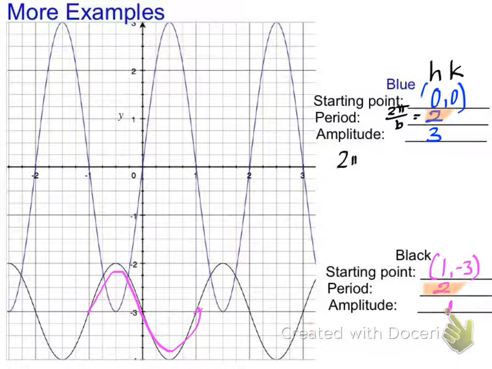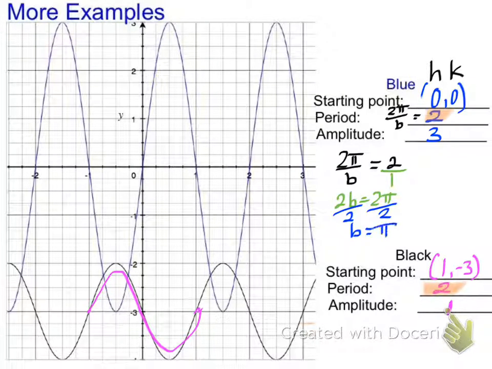What's the b value? Now to solve this, sometimes you're going to have to solve this equation for b. So remember, that's simply solving by cross-multiplying and solving for b. So I cross-multiplied, 2b equals 2 pi, and now I'm going to solve for b by dividing both sides by 2, and I get b equal to pi. So b is pi.